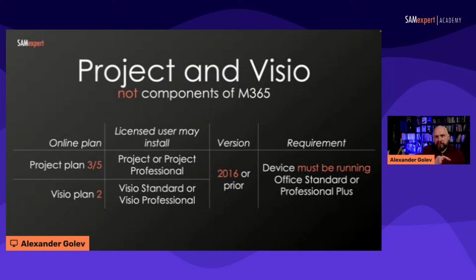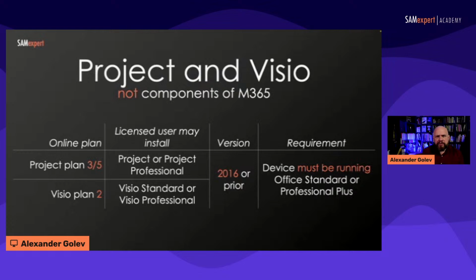You have to play by the rules. So firstly, as I just mentioned, the version must be 2016 or prior. And secondly, the device must be not just only licensed, it must be running Office Standard or Office Professional Plus. The reason Microsoft allowed you to do so is not to simplify licensing. It's only because click-to-run media is not compatible with all Office Standard and Office Professional Plus.